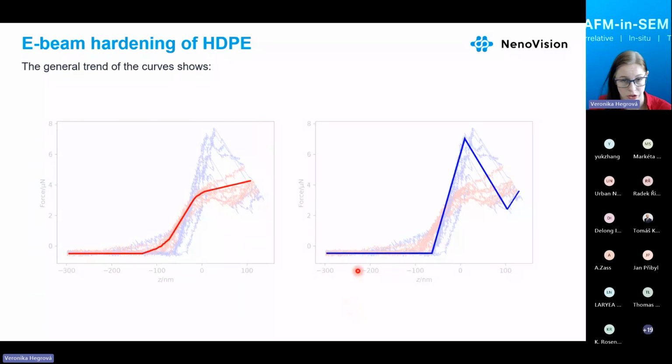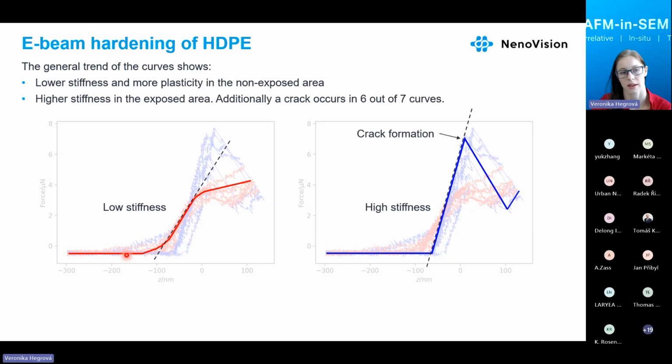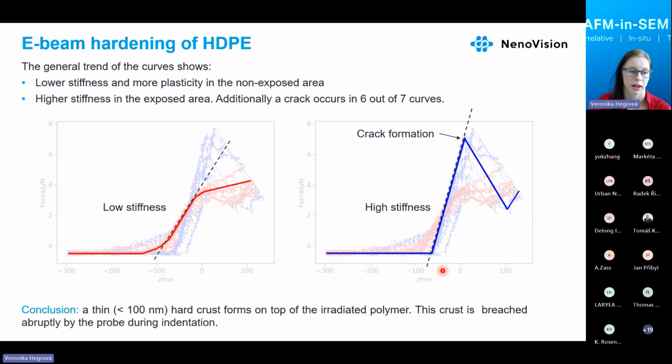And if we have a look at the trend, which is shown here by strong red and blue color, we see that a lower stiffness is at the non-exposed area, and it's more plastic. The higher stiffness is in the exposed area, and additionally, on most places, there was a crack. So it means that a thin, probably lower than 100 nanometers, hard crust forms on top of the irradiated polymer. This crust is breached abruptly by the probe during the indentation, and that is the crack.